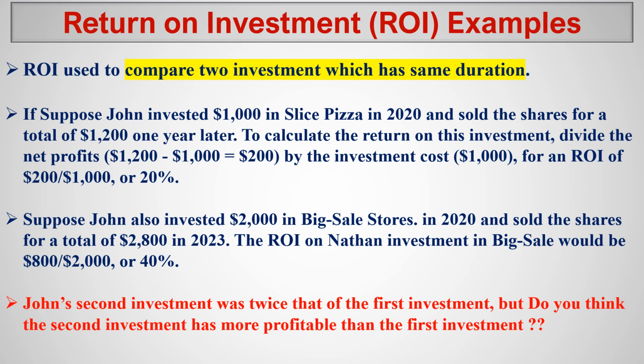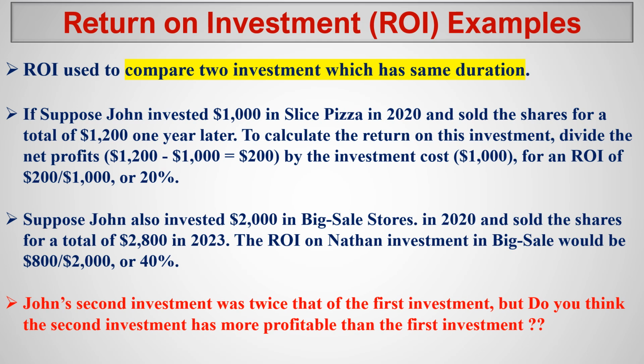Simple. Suppose John also invested $2,000 in Big Sales Store in 2020 and sold the shares for a total of $2,800 in 2023. Now we have 3 years duration. The ROI on the investment in Big Sale would be like 40%. So when you calculate it, it becomes 40%.